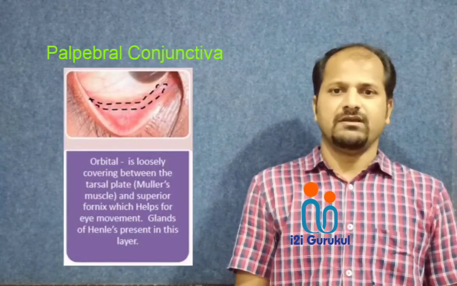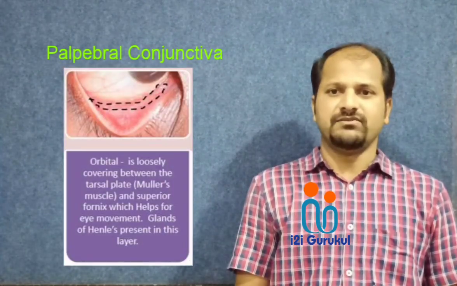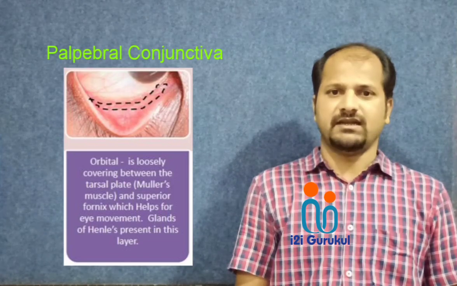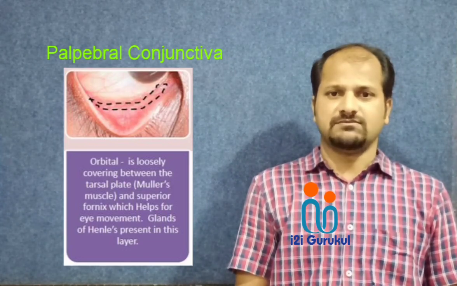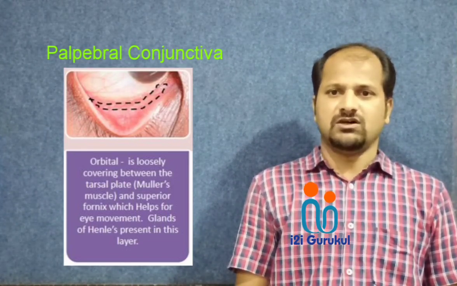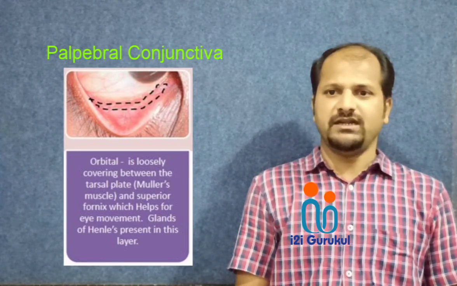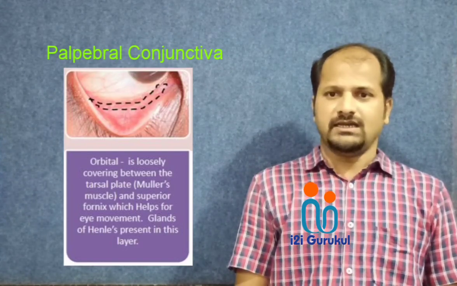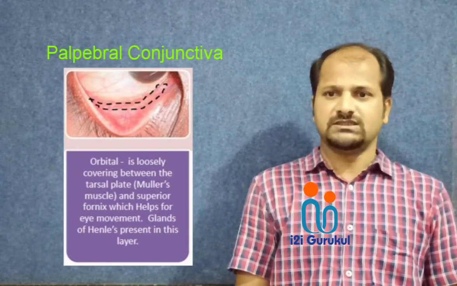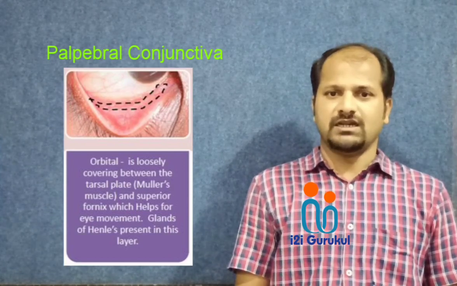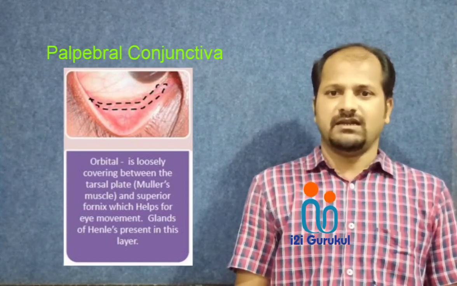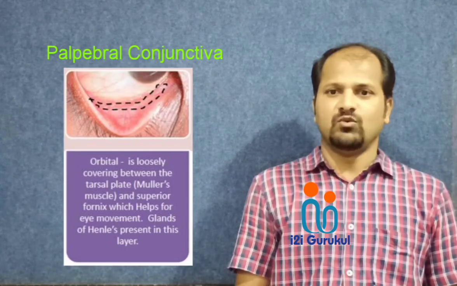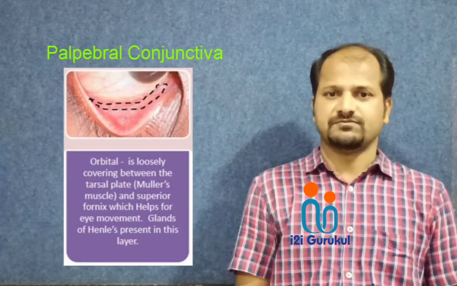Coming to the third point, that is orbital conjunctiva. It is loosely covering between the tarsal plate and the superior fornix. It throws horizontal folds during eye movement due to the presence of the crypts of Henle. Henle's glands help to produce mucus. It helps the eye movement, and it lies over Muller's muscle of the upper lid.